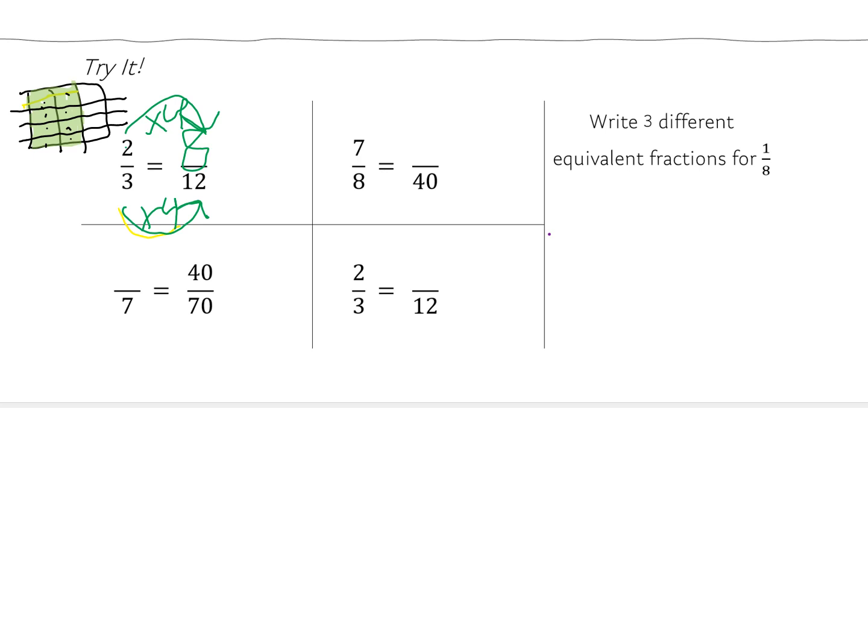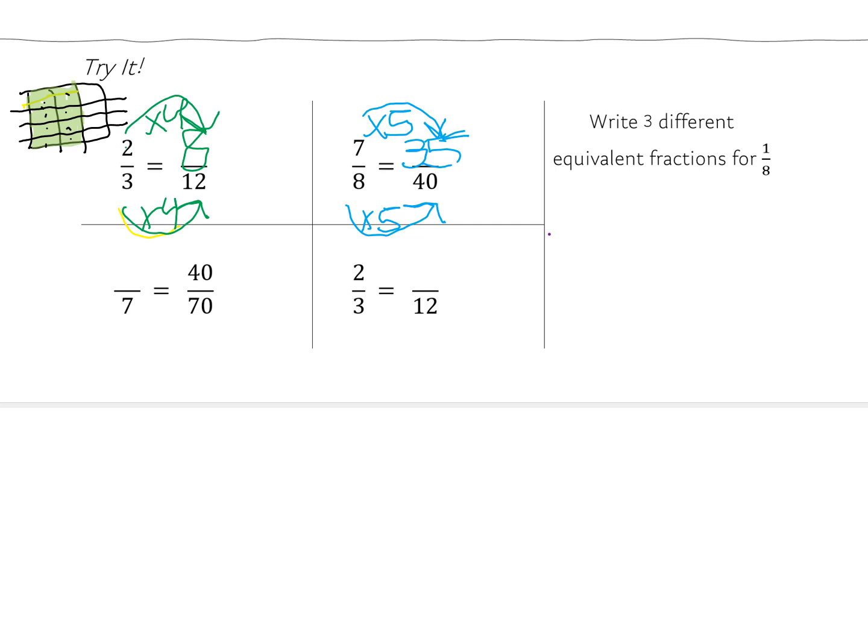Let's keep going. Now I'm going to look at this one here where we have 7/8, and we need to rewrite it as an equivalent fraction using the denominator 40. Using my multiplication facts, I know that 8 times 5 equals 40. To make the fraction equivalent, I need to multiply my numerator by the same factor. I need to multiply it by 5. 7 times 5 is 35. 7/8 is equal to 35/40.